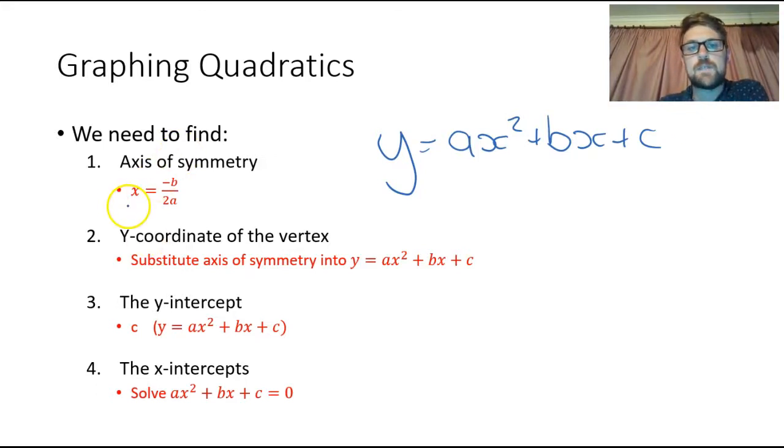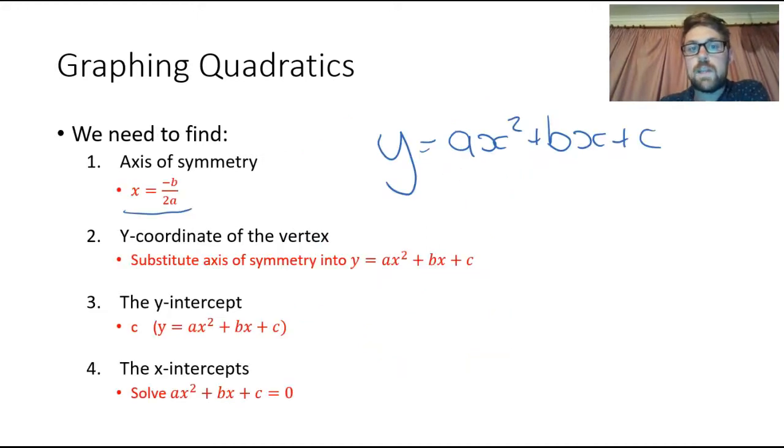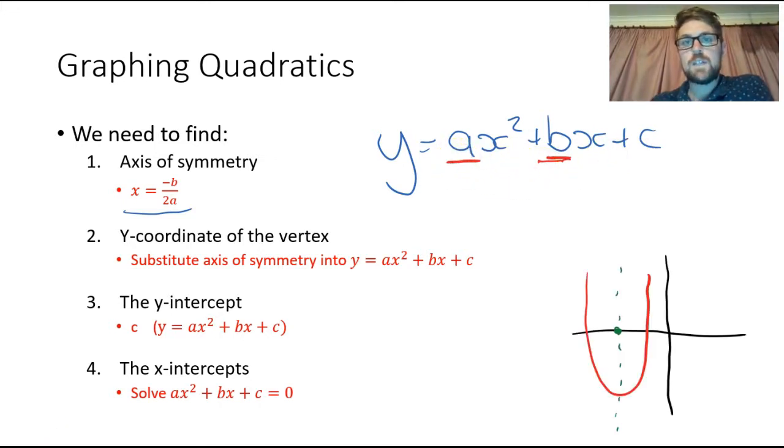Firstly, the axis of symmetry, that's the x value. If we go back, that's this thing down here. So we're going to get some x value, and that's going to be negative b over 2a. Where that b comes from is our quadratic equation. It's negative that one divided by 2 times a. So that x coordinate that we've just calculated is going to be this one here, the x value that our axis of symmetry goes through.